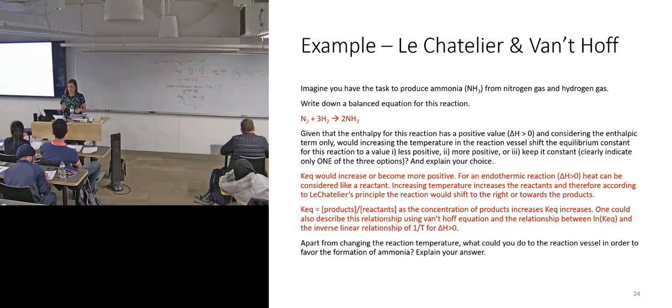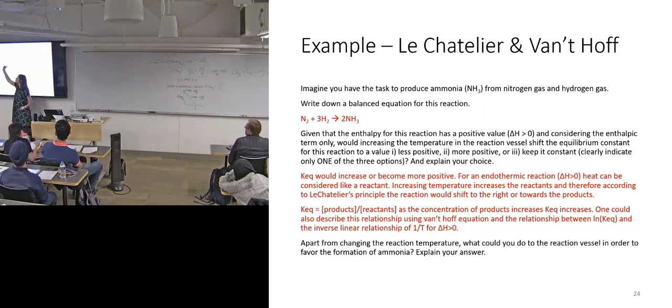What was the answer to the bottom part? What could you do to shift it towards the products? Other than raising temperature, which was one thing that would shift you this way, what could you do to your reaction vessel to shift it towards the right? Alex? Decrease your volume. Perfect. Decrease your volume. Why does that work? Because there are fewer moles of gas on the product side, so if you have a smaller volume, you're going to want to make more space.